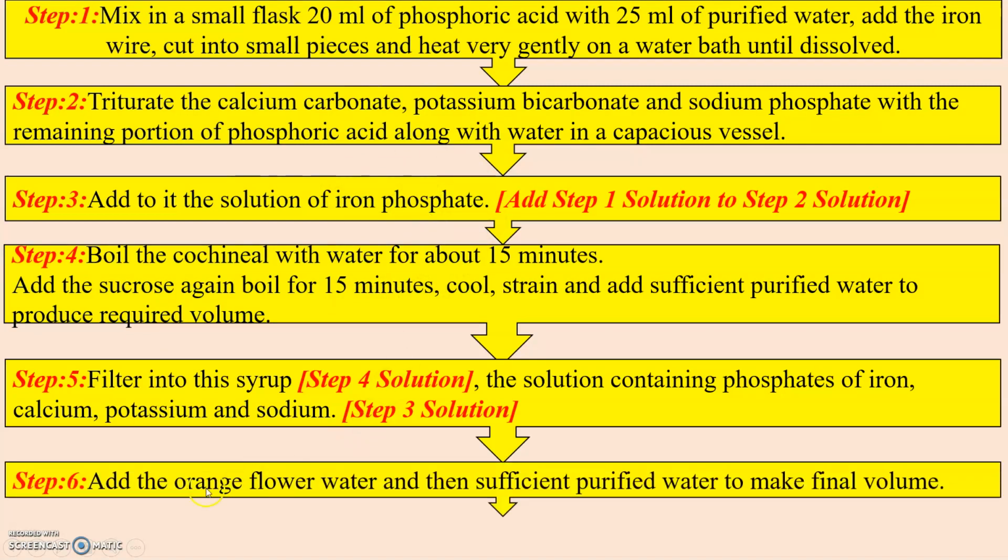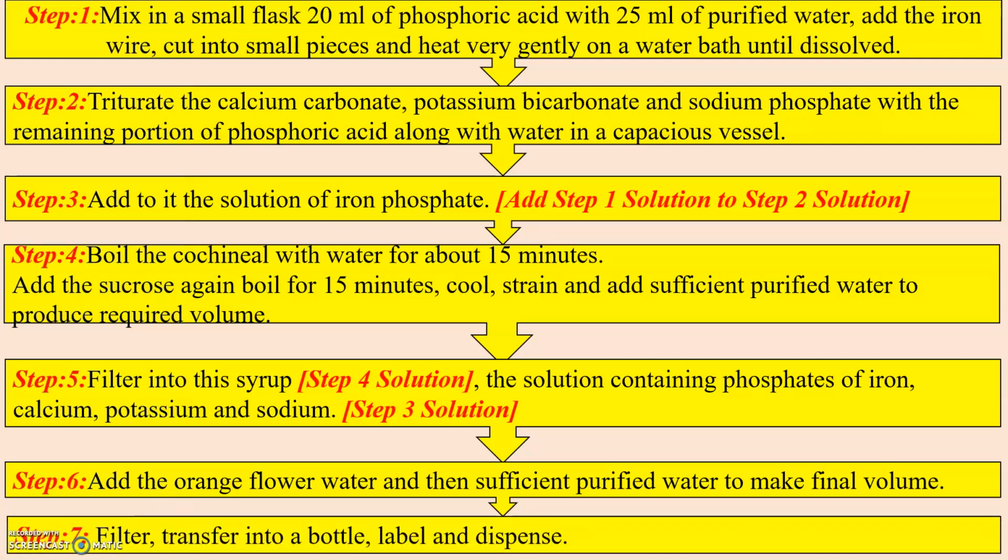Then the next step is to add the orange flower water and then sufficient purified water to make the final volume. And the last step is to filter, transfer into the bottle, label and dispense. So we have seen the third method of preparation of syrup, that is by the chemical interaction method.